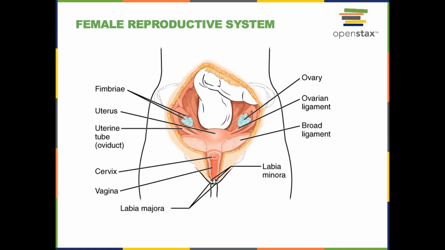The ovaries are supported by the broad ligament, an extension of the peritoneum that folds down into the pelvic cavity to envelop the ovaries, the uterine tubes, and the uterus. The ovaries are also supported by the ovarian ligament that anchors each ovary to the body of the uterus.